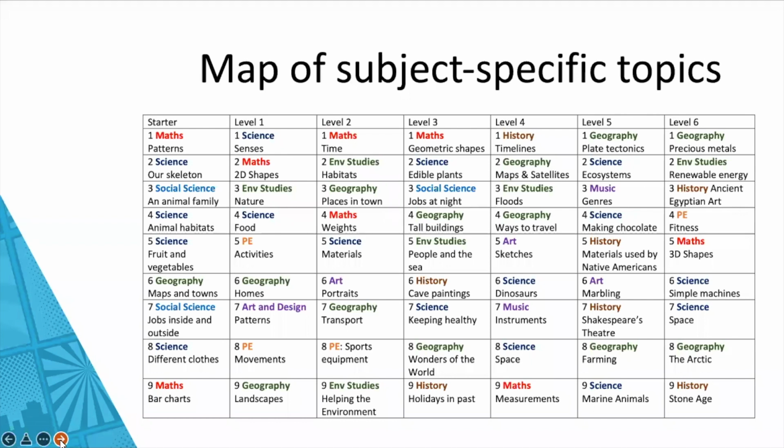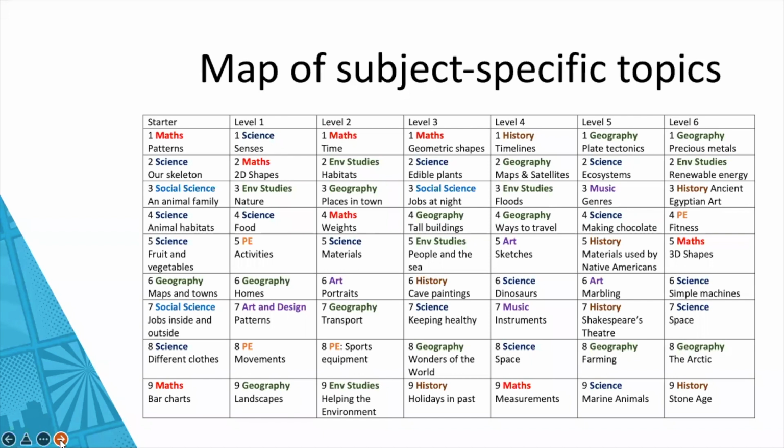programs tend to be taught at the higher levels, such as holidays in the past at the end of level 3, timelines in level 4, Shakespeare's theatre in level 5, and ancient Egyptian art in level 6. This is because of the language required to present history topics. Students need past tenses, adverbs of time, and more advanced topic vocabulary.